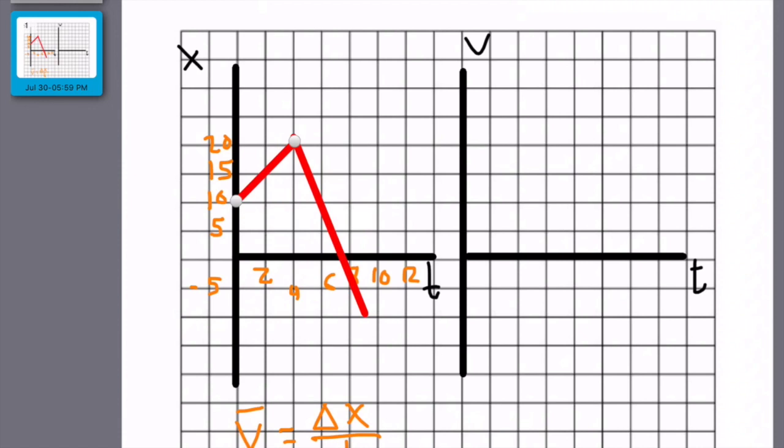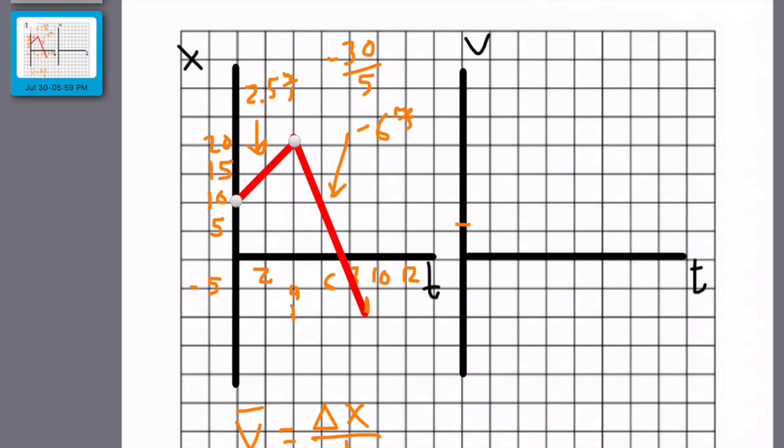Now, we know looking at that first section right in here, the slope, rise over run, is going to be 10 divided by 4, which is 2.5 meters per second for that entire time. Then we know this slope is negative. It goes from 20 to negative 10, so the rise is negative 30 meters, in 5 seconds. It started at 4 seconds, ends at 9 seconds, so that's negative 6 meters per second.